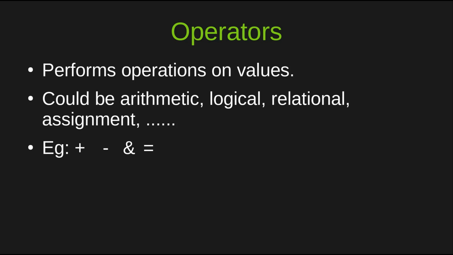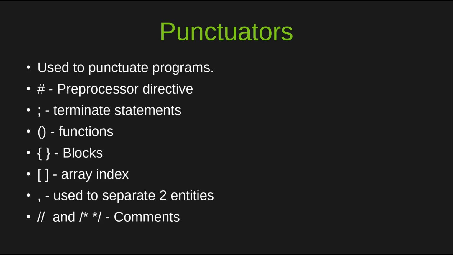Operators. Operators are nothing but symbols that we use to perform operations on values. The type of operation we perform could be arithmetic like addition, subtraction, multiplication, division, or it could be comparative like greater than, less than, greater than or equal to, or it could be logical which combines expressions like and, or, not. And there are so many operators in C, we'll see about that.